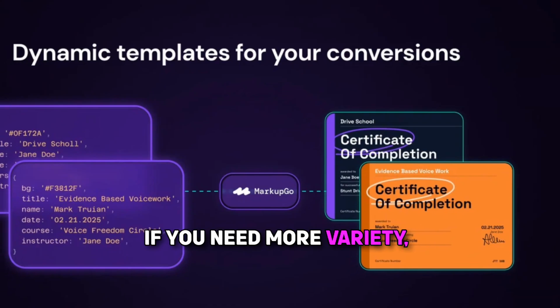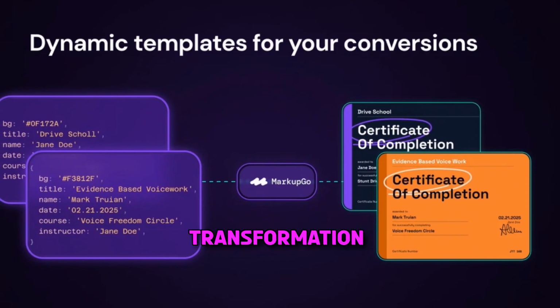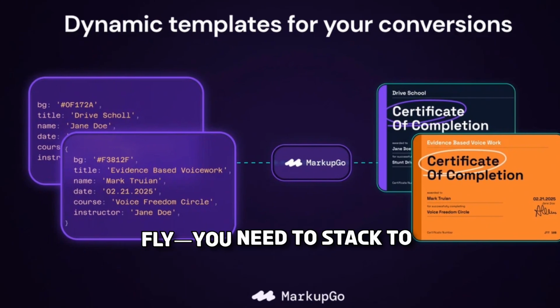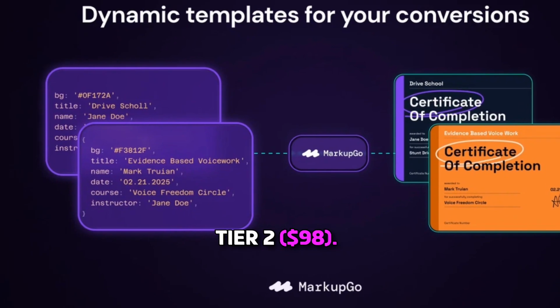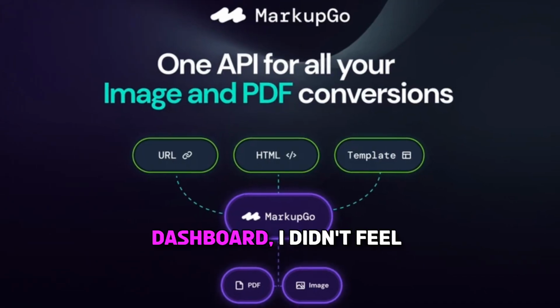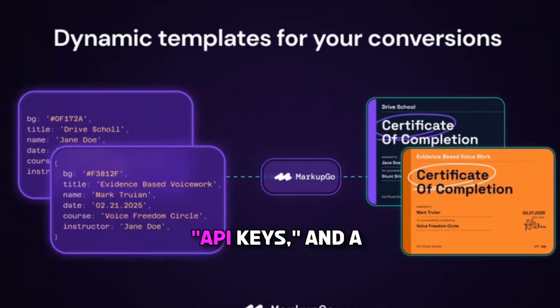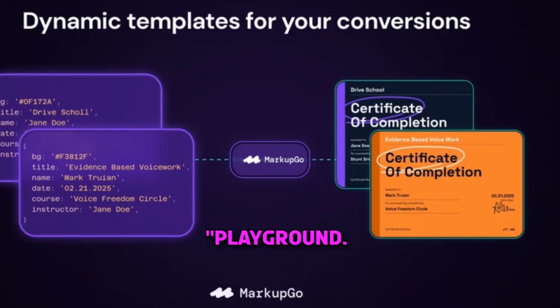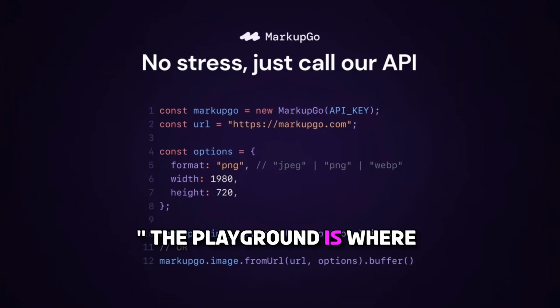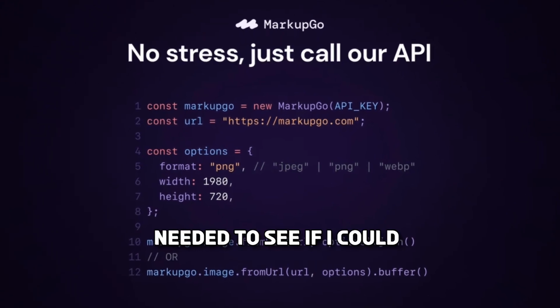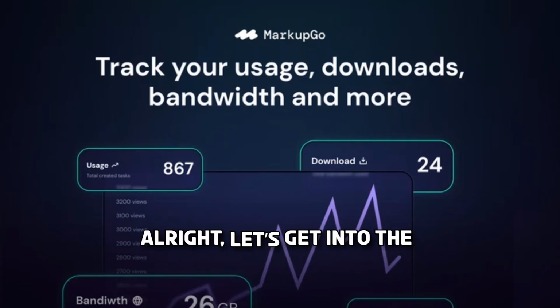If you need more variety, or if you want the image transformation API, which lets you resize and crop stuff on the fly, you need to stack to tier 2, $98. But looking at the dashboard, I didn't feel overwhelmed. There's a section for templates, a section for API keys, and a playground. The playground is where I spent most of my time because, let's be real, I needed to see if I could break it.